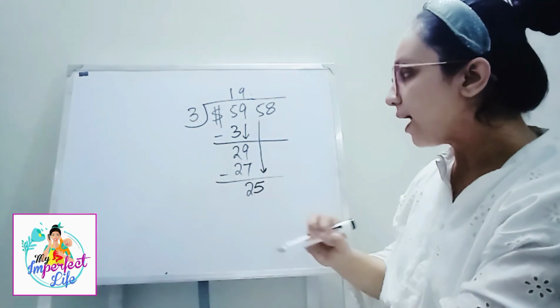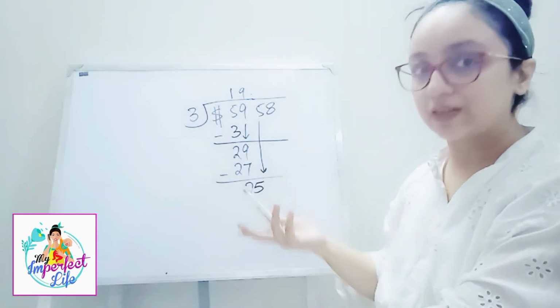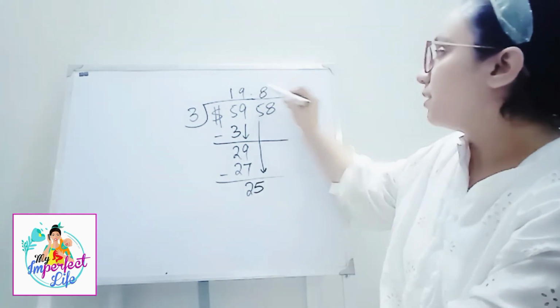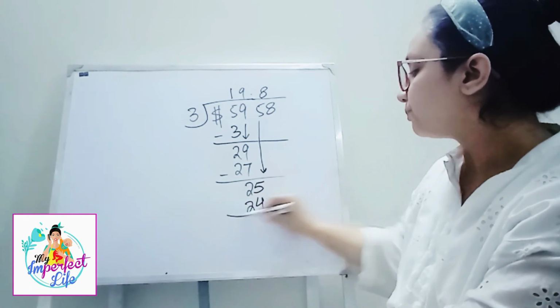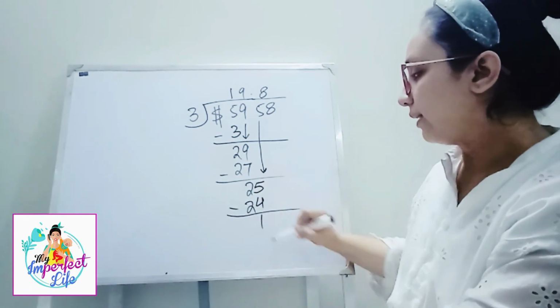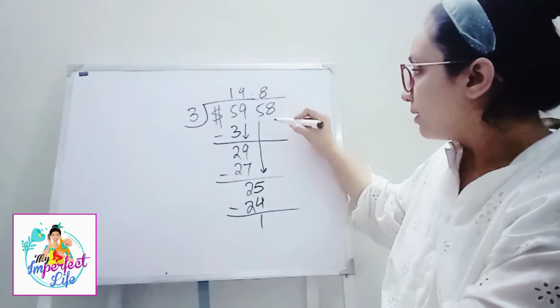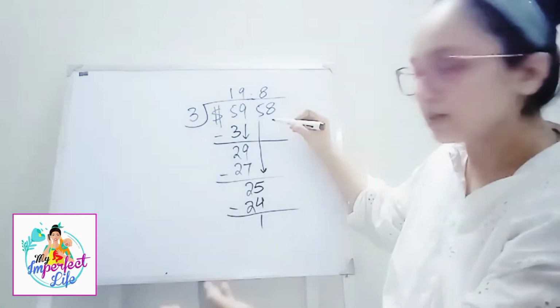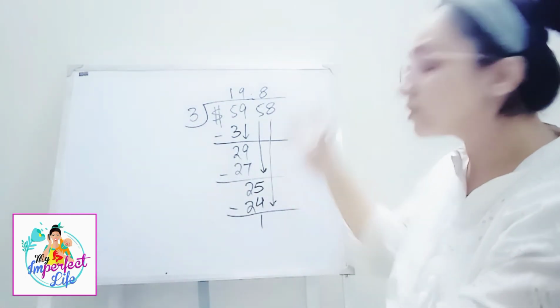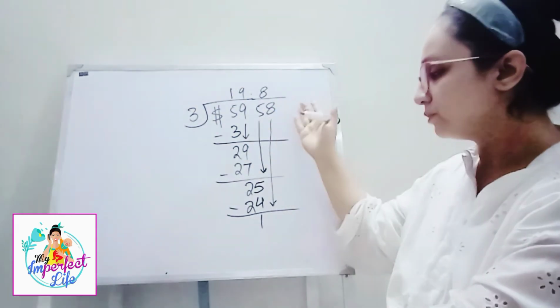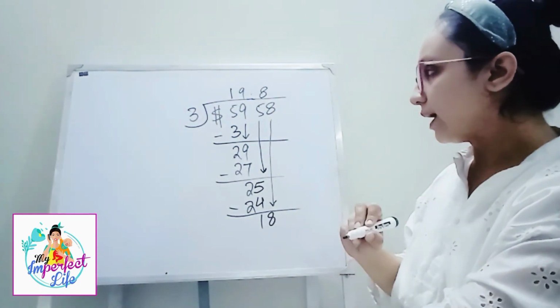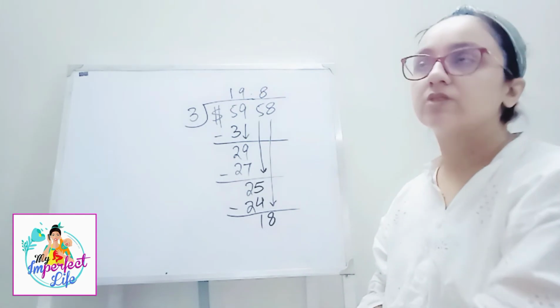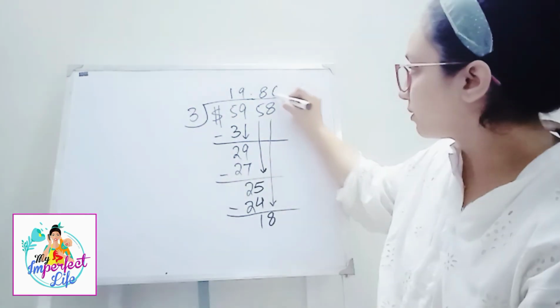So this becomes 25. And I know 3 times 7 is 21, 3 times 8 is 24. Again, subtracting, I get the remainder as 1. And again, since 1 is less than 3, I need to bring down this 8, because obviously I need to finish these numbers over here. So bringing down this 8, now I know 3 times 5 is 15 and 3 times 6 is 18.